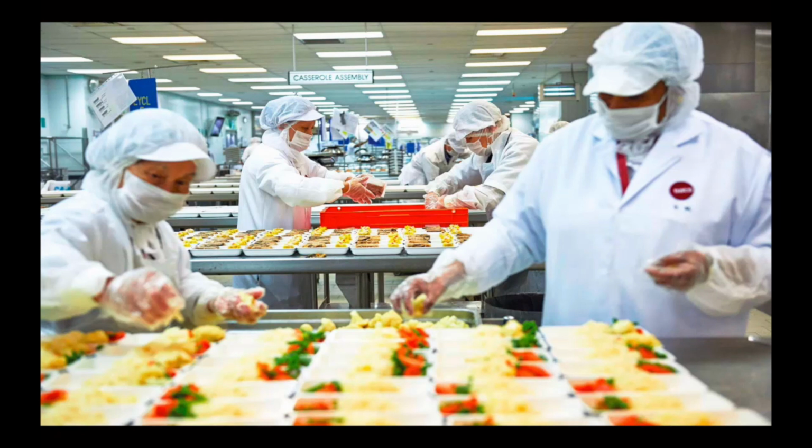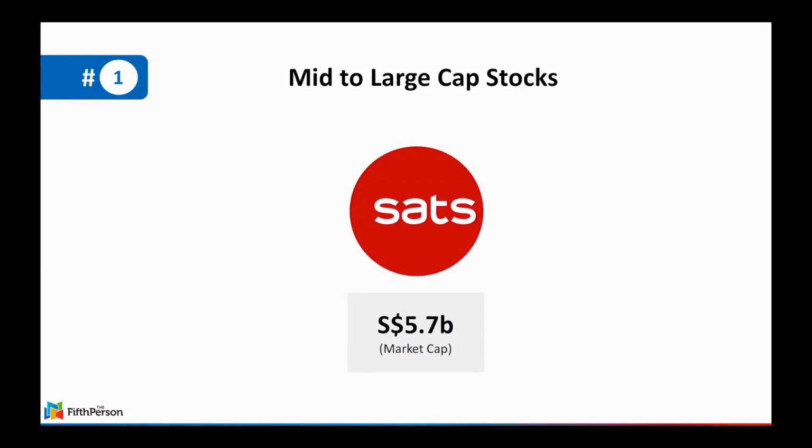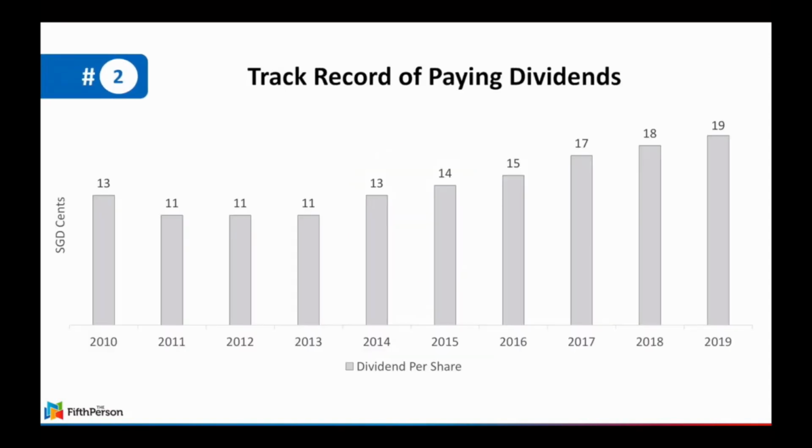So let's look at step number 1. In terms of step number 1, they are a large cap stock, which is about Sing dollar 5.7 billion. And if you look at their track record, they have been consistently paying their dividend and consistently increasing it from 2011 to 2019. So it's a good sign.